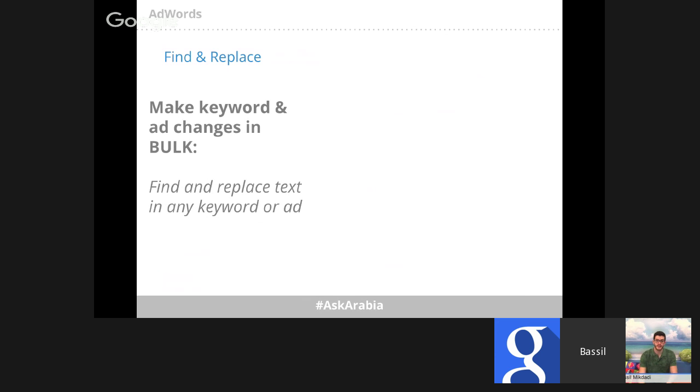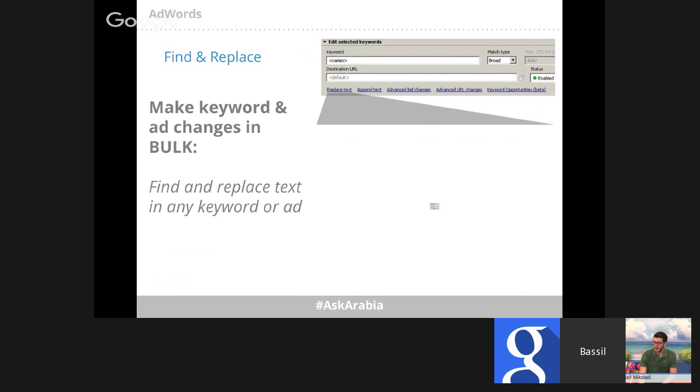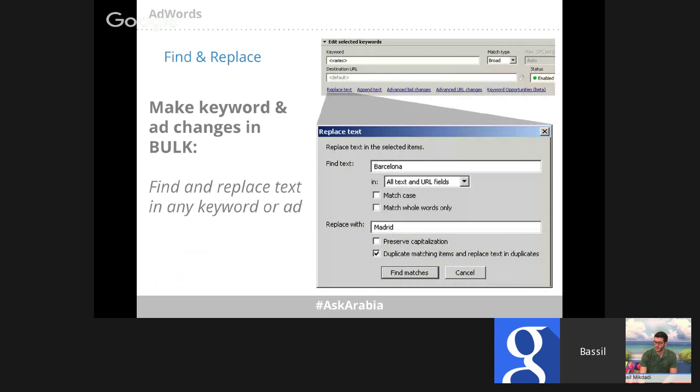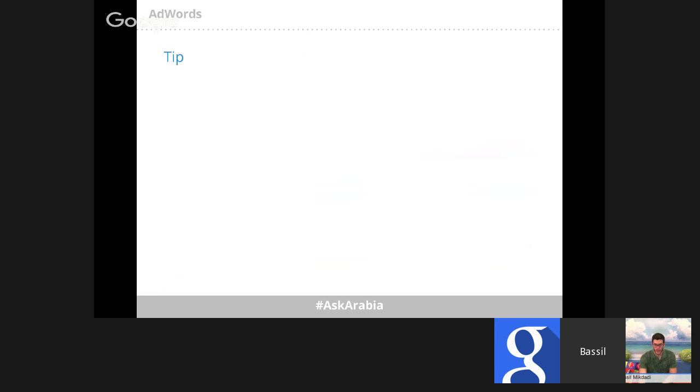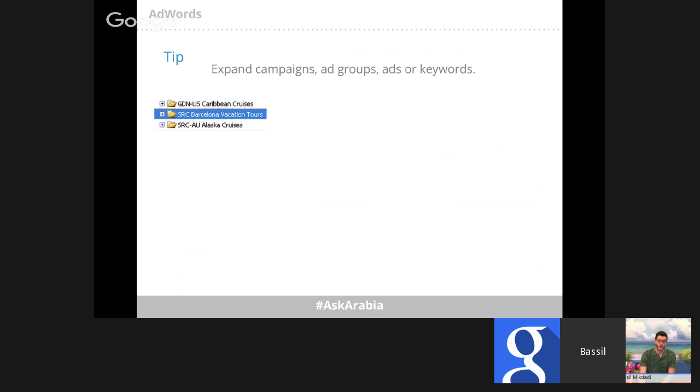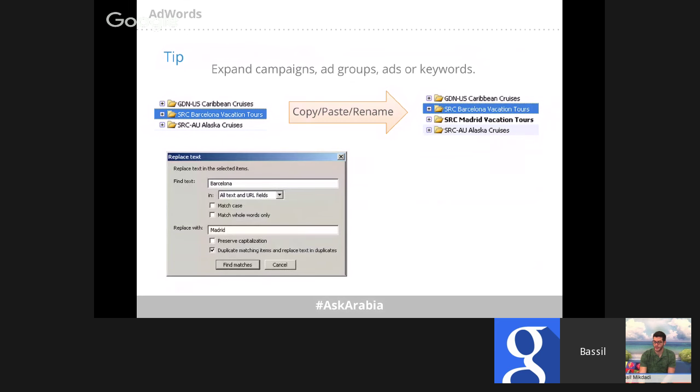So here's more of an in-depth example. You can make keyword changes and changes to your ad in bulk by just clicking on the replace text option. Find text, for example, here we have Barcelona and changing it to Madrid. And that will allow you to change anything that says Barcelona with the word Madrid. So find and replace, this is a feature that provides an easy way to expand the campaign or the ad group or the ads or the keyword. If you were doing something to promote a vacation to Barcelona and you want it to be a vacation to Madrid, you can do that quite easily by following these steps that are on the screen right now.